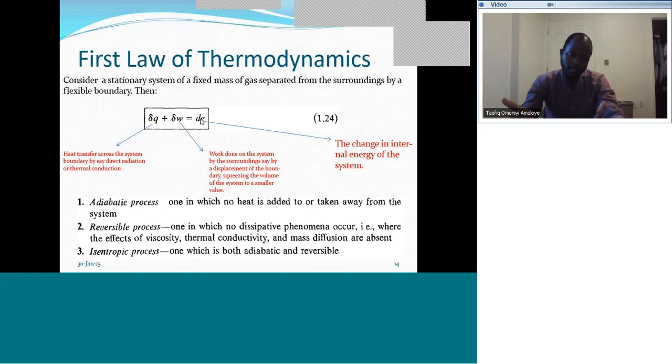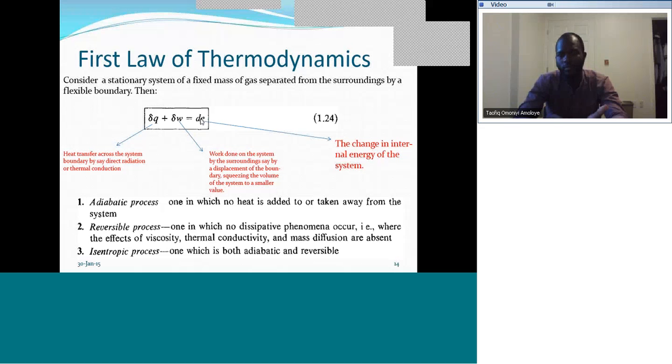So a process which is both adiabatic and reversible is called an isentropic process. If no heat is added or taken away, and if all the energy of the flow is conserved, there is no dissipation of the energy, then the entropy of the flow is going to be conserved too. That means the entropy at state one is just going to be equal to the entropy at state two, and then the flow process will be called an isentropic process.